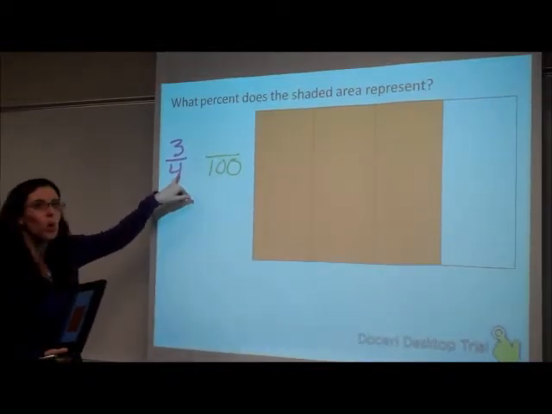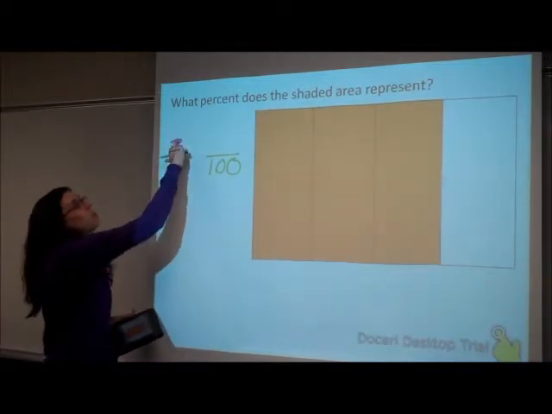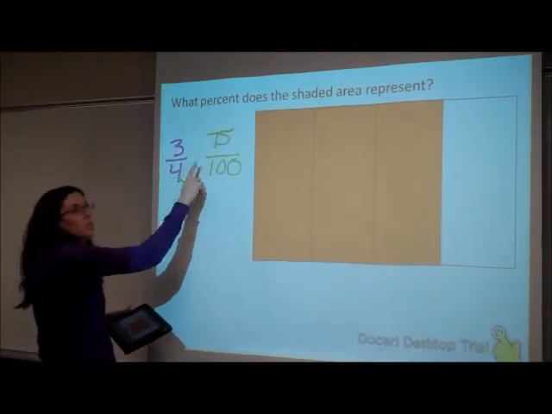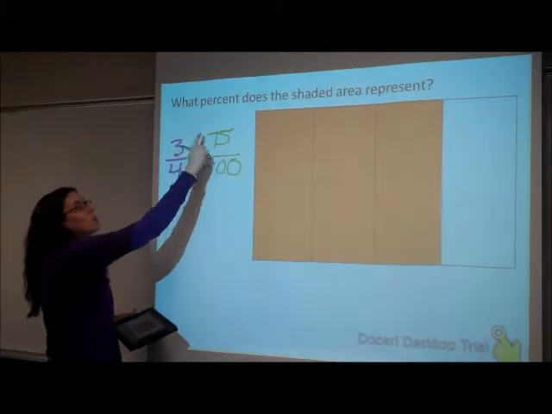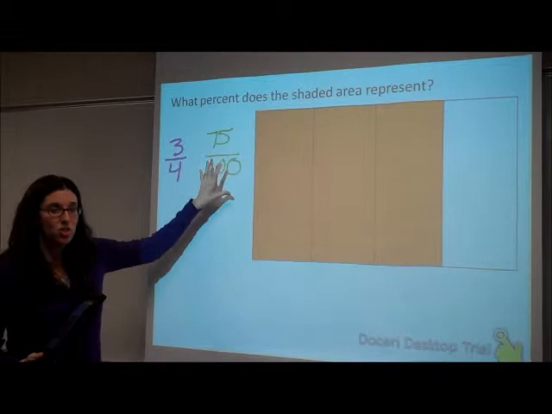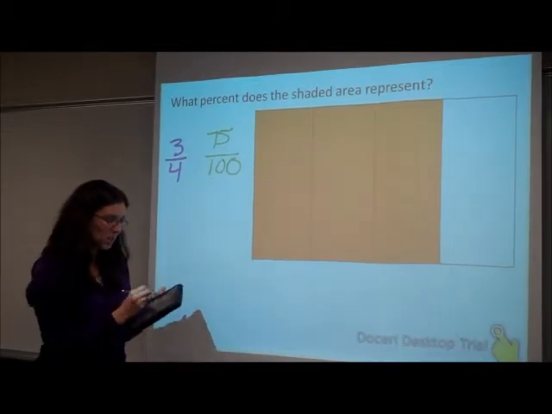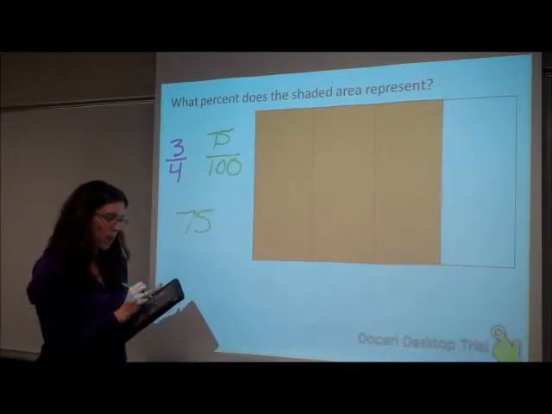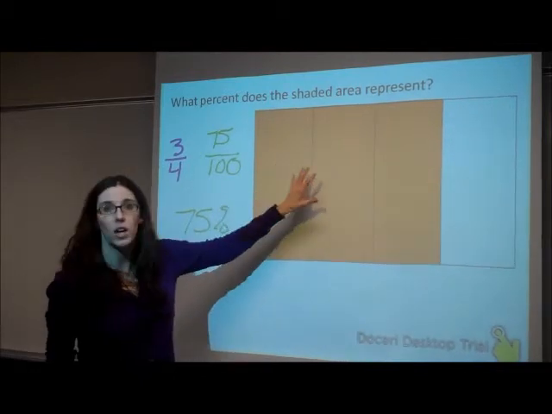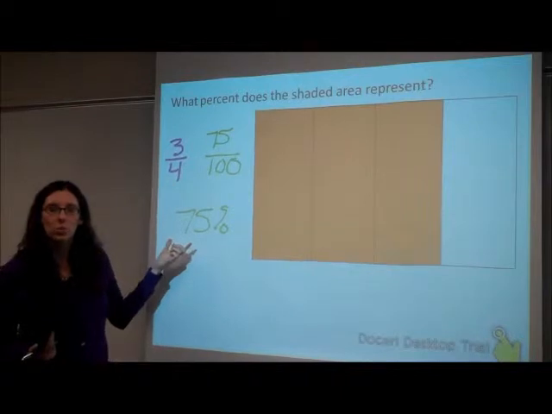Looking at 4, what do we do to 4 to get 100? Well, we multiply by 25. So we want to do the same thing to the numerator. 4 times 25 is 100. 3 times 25 is 75. So 75 out of 100 would be equivalent to 3 out of 4. That means my percent is 75. If I would divide this up into a total of 100 boxes, the same portion, 75 of those 100, would be filled in.